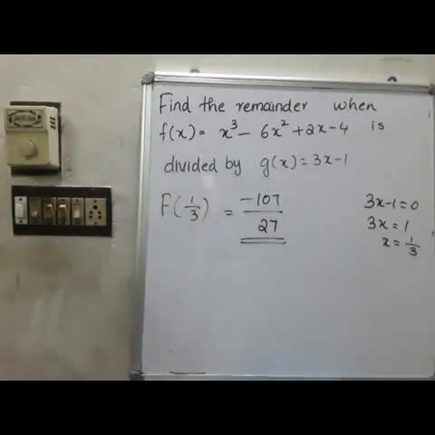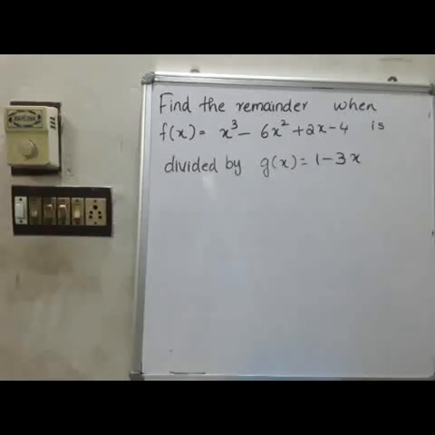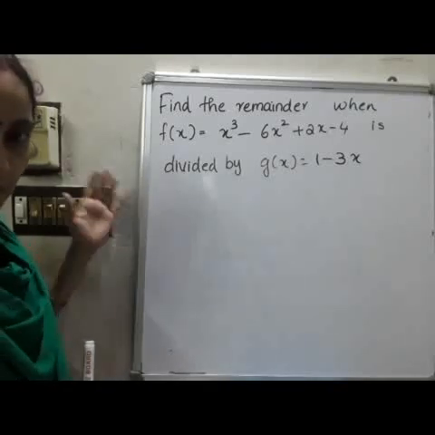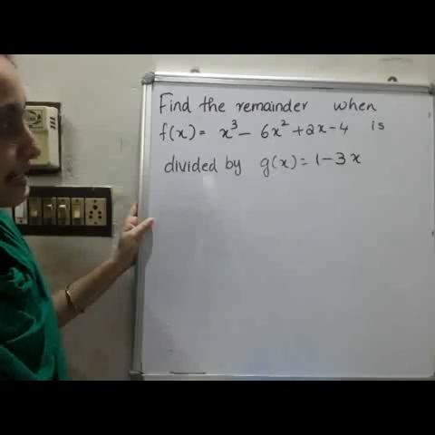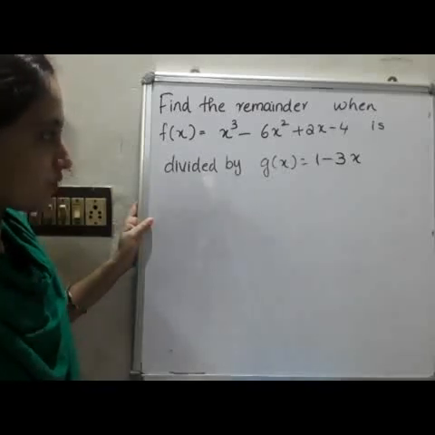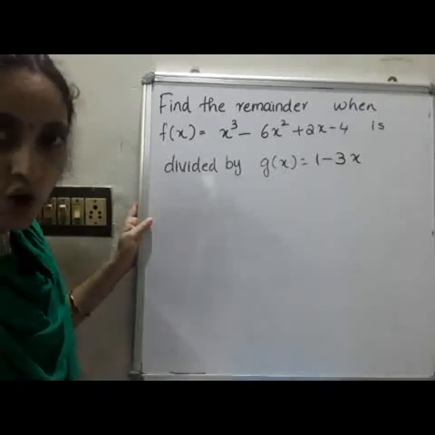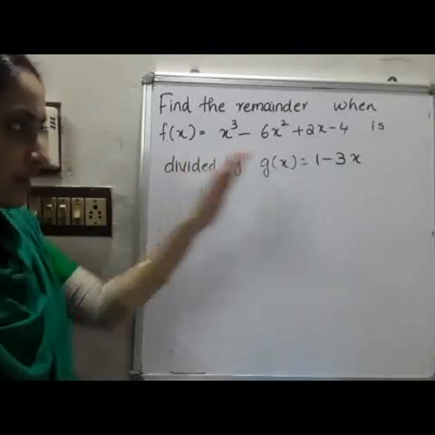Okay, so we will move to the last question of today's section. That is a similar question to the one we did in the previous section. Find the remainder when f of x is equal to x cube minus 6x square plus 2x minus 4 is divided by g of x is equal to 1 minus 3x. So only the difference is this.